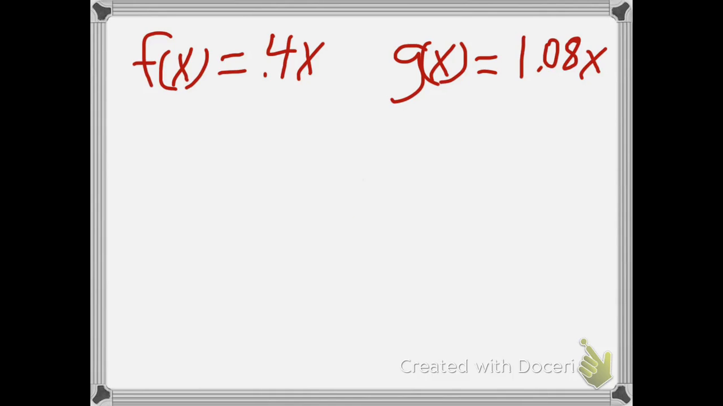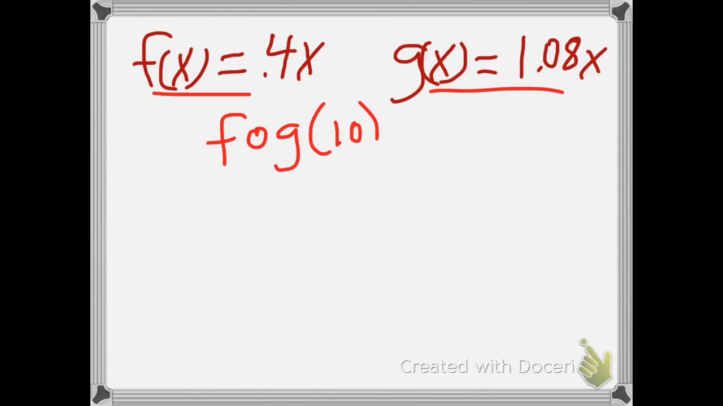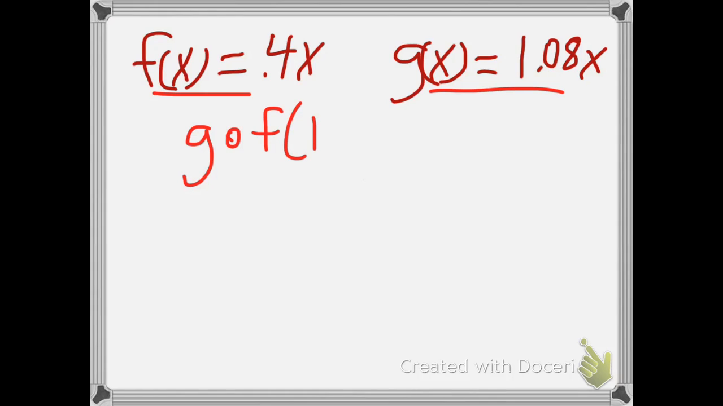Okay, so we have our two functions. We're going to find f of g of 10. That's exactly what we just did, actually. It's actually, we did g of f of 10. We actually put 10 into the function f. That's the order. You do the inside first.